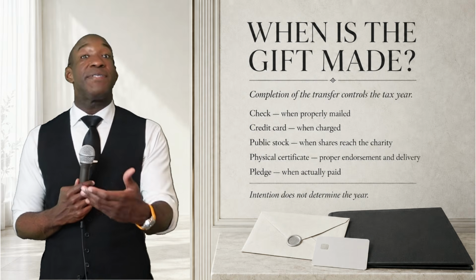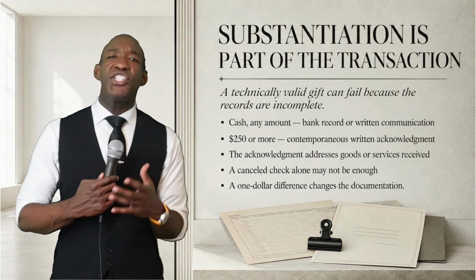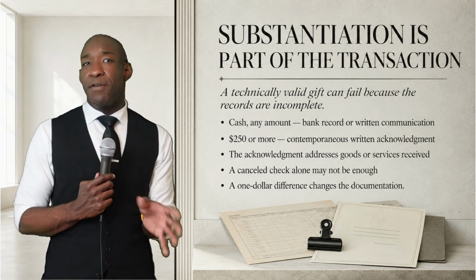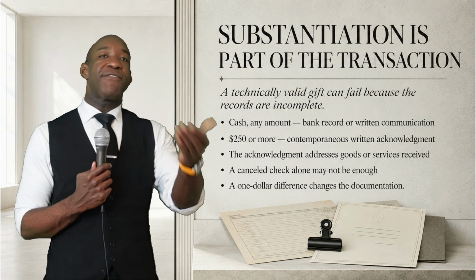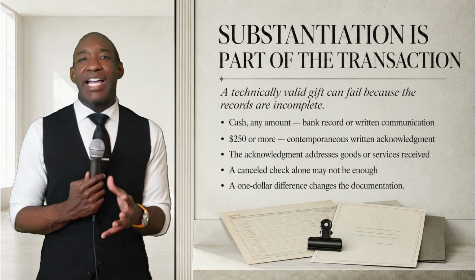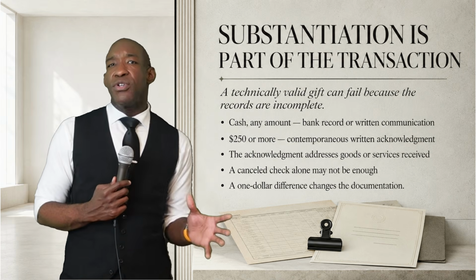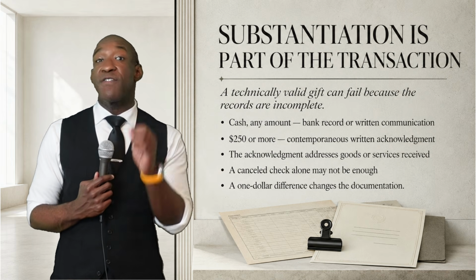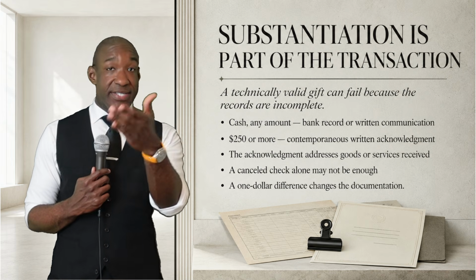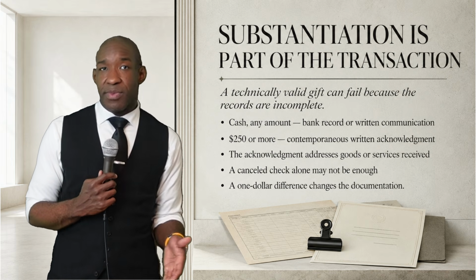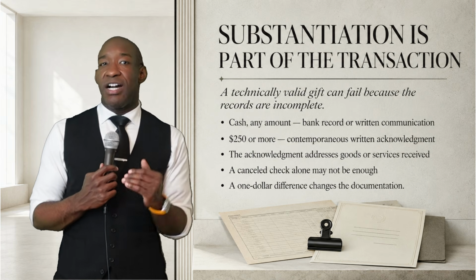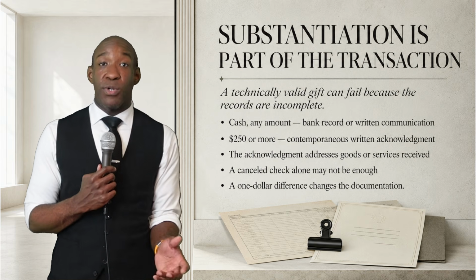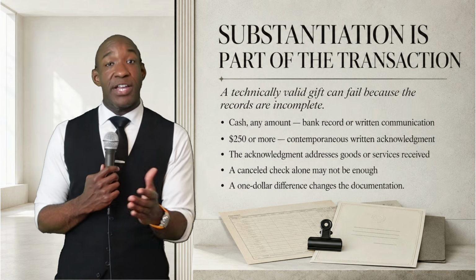Now, let us move to substantiation. The substantiation rules are strict enough that they should be treated as part of the transaction itself, not as paperwork to clean up after the return is prepared. For a cash contribution of any amount, the donor generally must retain either a bank record or a written communication from the charity showing the charity's name, the date, and the amount. That means the old idea of dropping anonymous cash into a collection plate and estimating the annual total is not enough without a qualifying record.